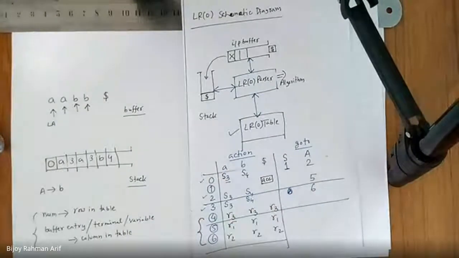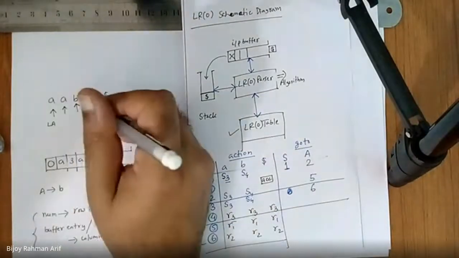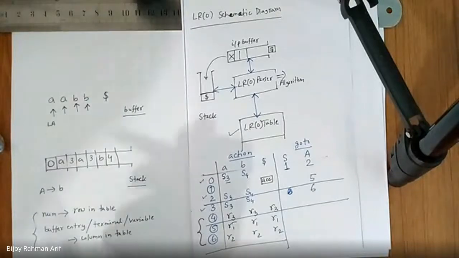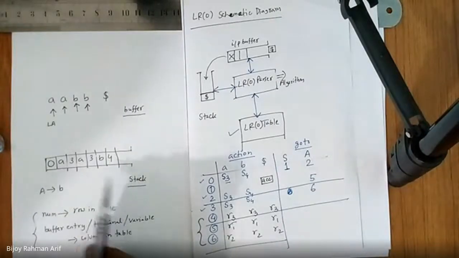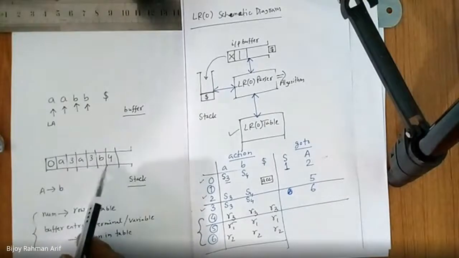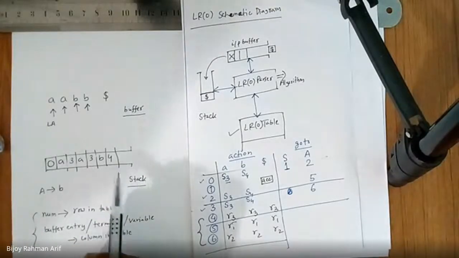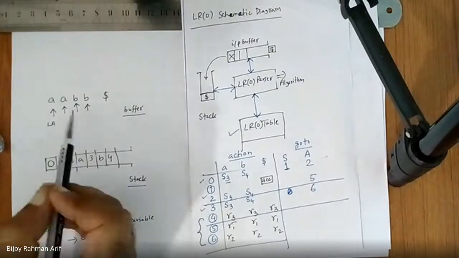Now, which B am I going to reduce? Tell me. This B or this B? There are two B's. The last B or the B just before the last B? Which one? We have to reduce the B which is inside the stack. The last B is not inside the stack yet. Am I right or not? Right. The B before the last B is inside the stack. So you have to reduce the B in the stack, not the lookahead B.